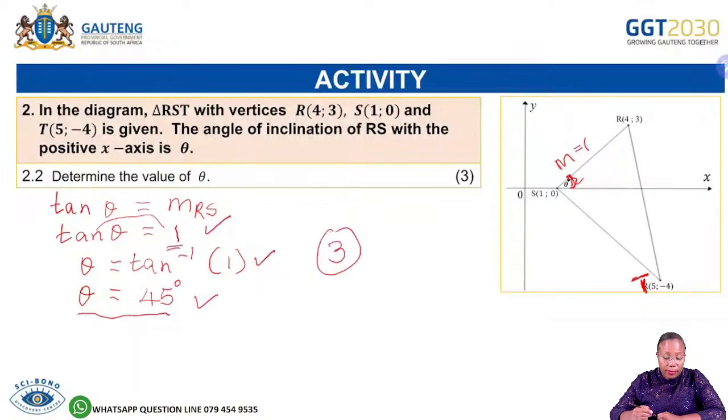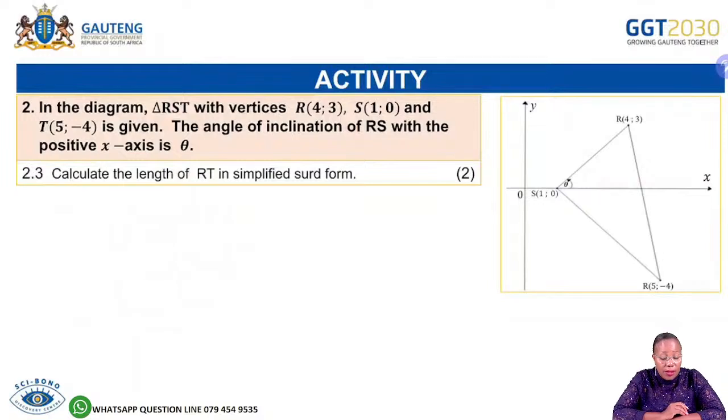Moving on, and then with 2.3 there, we are still in the same diagram, and remember this is T, and then we are having a gradient that you have calculated, which is 1, and then we have calculated that theta is 45 degrees. It is very important, grade 12, as you are calculating any new information, put it in the diagram. It might assist you to answer the questions that follow.